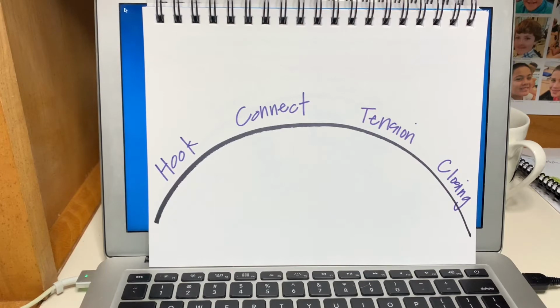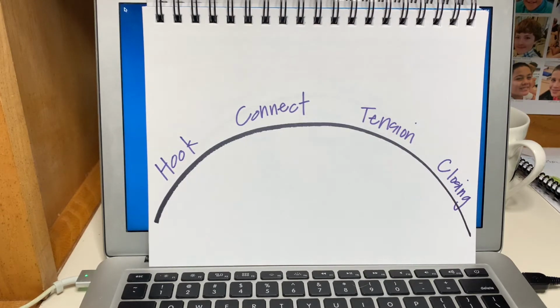If we think about reading from left to right, we would, of course, begin with our hook. We would connect with our audience. We would share our tension in our message, and then we would have our closing. This is going to be your map as we go forward, and as you look at how your message specifically is going to be told, you're going to think about all of the things that you want to say and all of the ways you want to say them, as they fit on this arc.